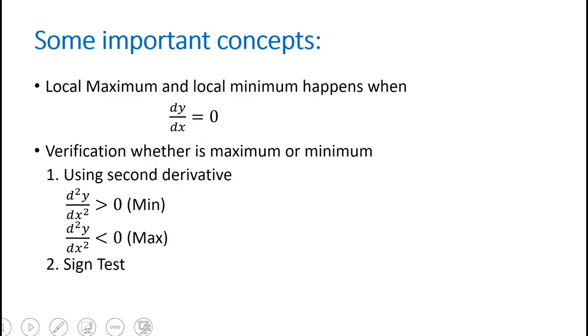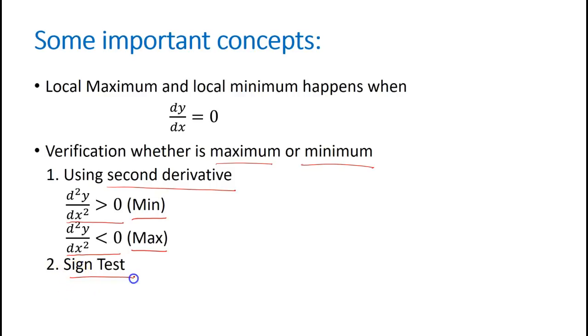Okay, and then the second concept is we need to know how to verify whether we have a maximum or minimum value. So the first method we use is the second derivative test. We know that if the second derivative is more than 0, we will have a minimum value. If the second derivative is less than 0, we will have a maximum value. Okay, the other verification method is to use the sign test.